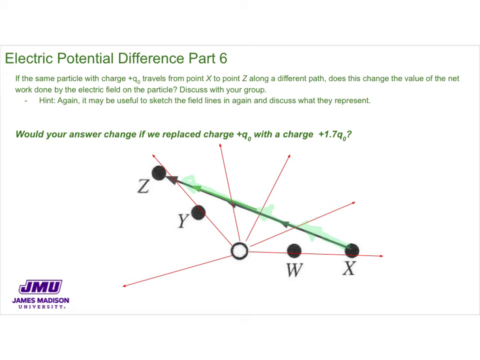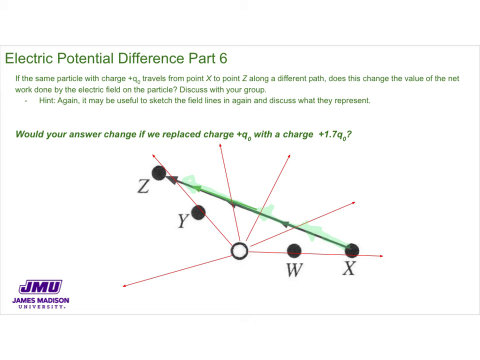That means that no net work is done on the charged particle as it moves from point X to point Z. First negative work is done, then positive work is done, and because X and Z are equidistant from our center charge, the path is symmetrical and the net work by the end is zero. That tells us that the path does not matter. This is a path-independent value, that the work from X to Z is zero on this charge.